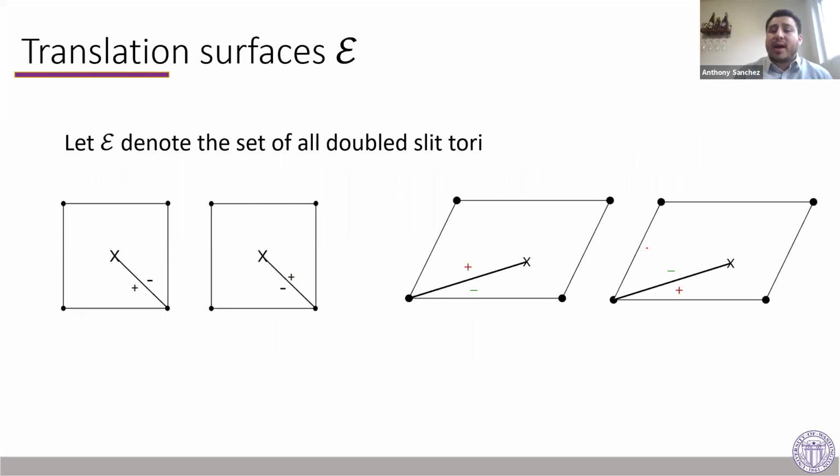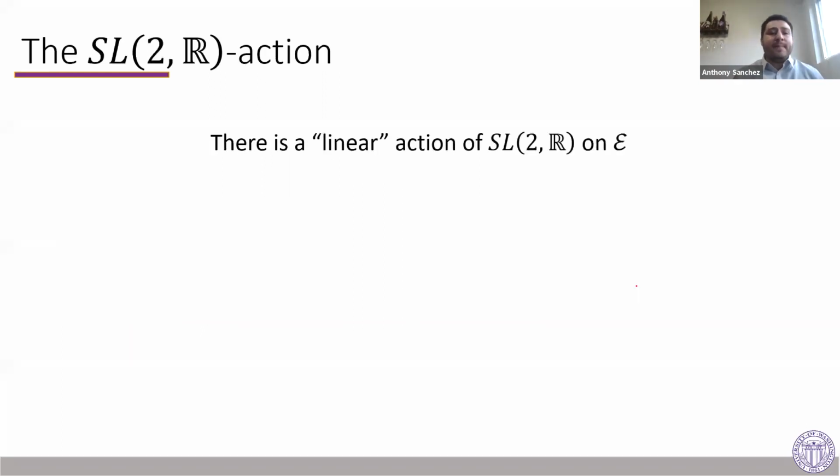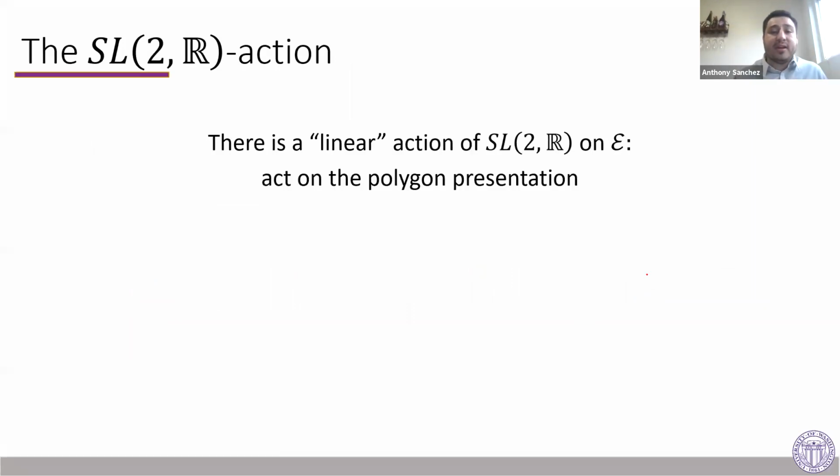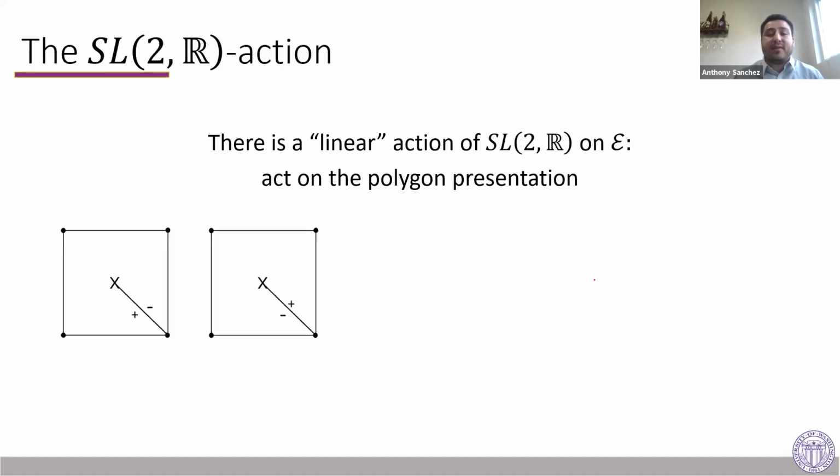So let's start to formalize some of the ingredients that we have here. Let's denote the space of all double slit tori by script E, right? Here are two examples of double slit tori, and these are both elements inside of E. And this is a very nice space, but right now it is just a very static space. I keep talking about the dynamics in the space of translation surfaces, so let me finally introduce the dynamics here. There's a very natural linear action of SL2R on the space of double slit tori. An element inside of E is given by a polygon, so I can take a polygon, an element inside of E, and I want to know how I can act on it by a matrix.